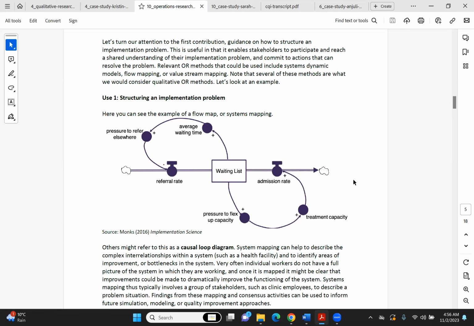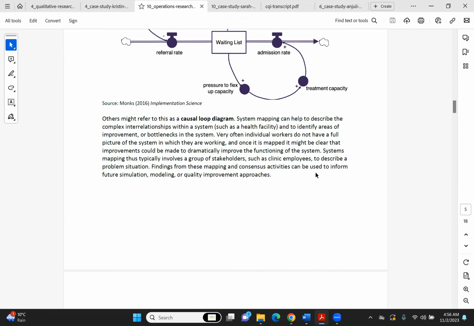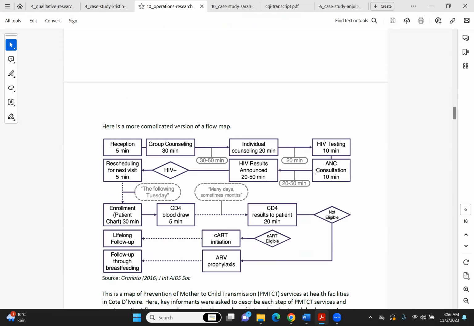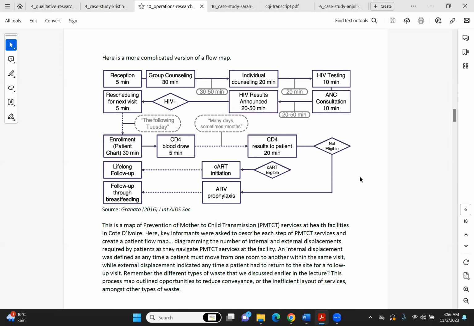So similarly, there are multiple issues in any facility or any setting you are working in, and you can break it down to that level and see what is causing that problem. So it can sometimes be more complicated than a simple flow map, which we usually use in our settings.